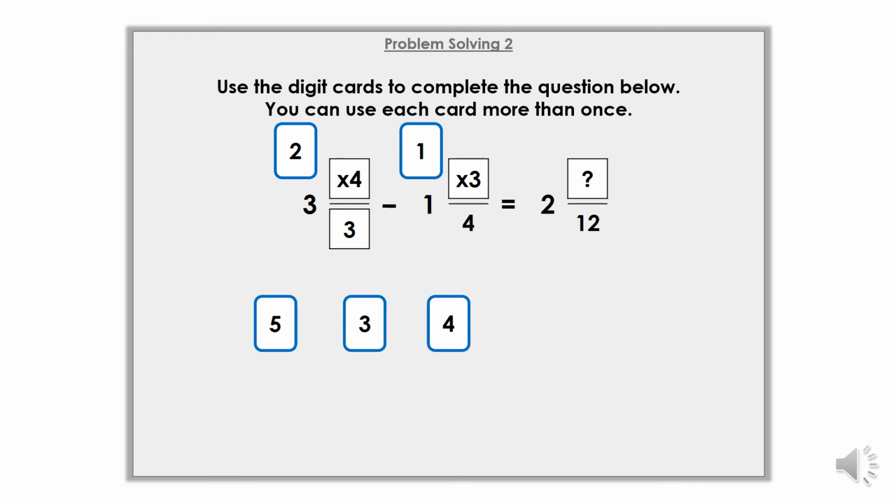Okay, so I swap that 3 for a 1. That will give me a smaller number, won't it? So 2 times 4 is 8, and 1 times 3, yep, that's 3. So then I'm going to think 8 and subtract 3. If the answer is one of those cards, then that will work. Yep, we can all see the answer there, 5/12.